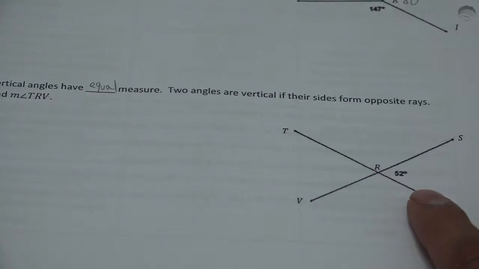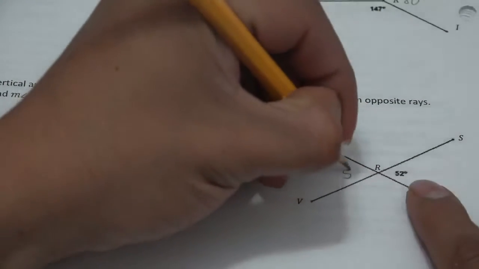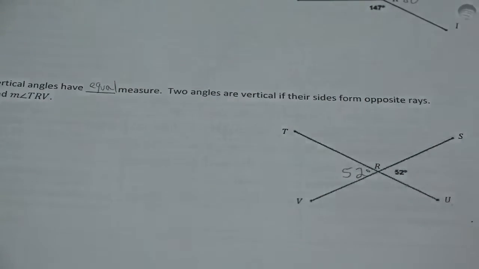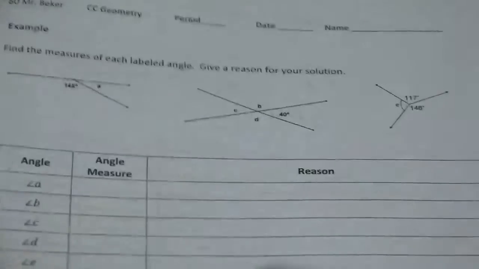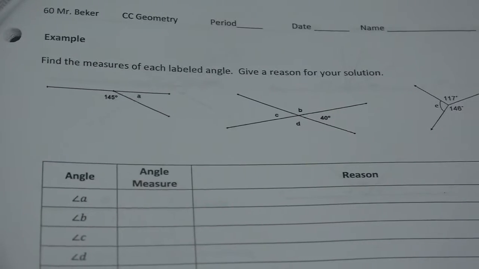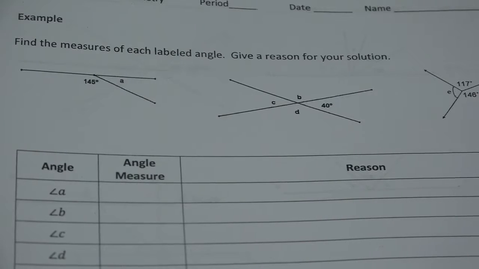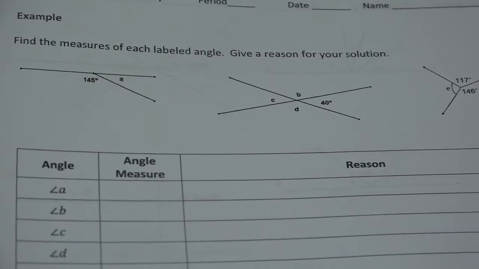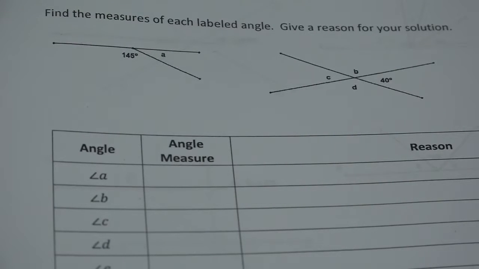All right, so what do they want? Find a measure of TRV. Okay, it's not 520, it's 52. Okay, the next. It says find a measure of each labeled angle. Give a reason for your solution. All right, so let's take a look at these angles right here.